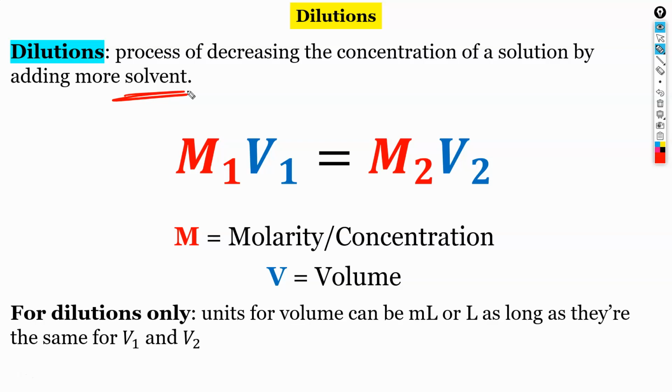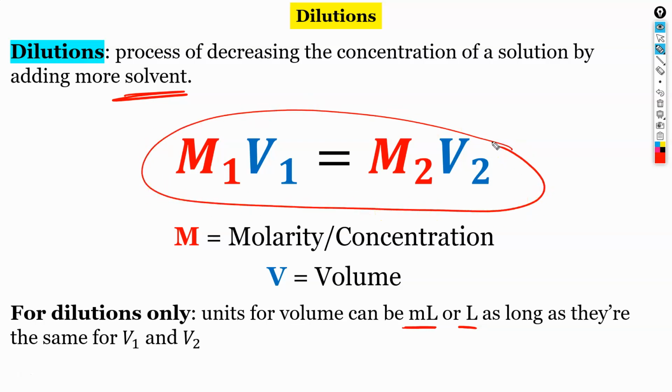So one cool thing that we can do with dilutions, the volume can be in either milliliters or liters. So we're going to be using this equation right here. Molarity times the volume is equal to your diluted molarity times the volume. So this volume can be in either milliliters or liters as long as both volumes are the same.